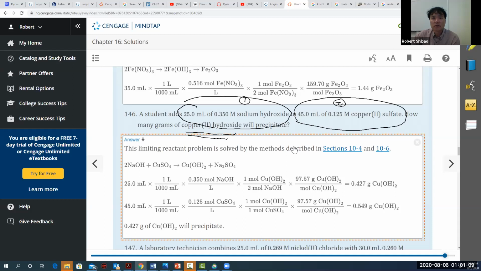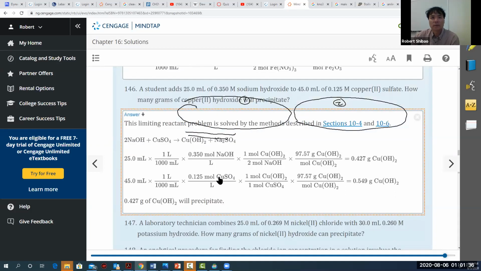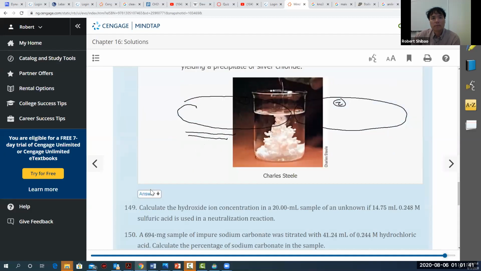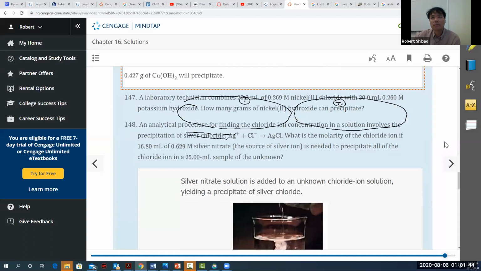And then we do calculation number 2 from the 45 milliliters of copper 2 sulfate. For 45 milliliters of solution to liters of solution to moles of copper 2 sulfate, moles of copper 2 sulfate to moles of copper 2 hydroxide to grams, and it comes out to 0.549 grams. And so this is the smaller amount. That's the theoretical yield, 0.427 grams will precipitate, and this is the limiting reagent. We have excess of the copper 2. So this is a limiting reactant problem using solution chemistry. And so a little bit more steps involved there, but not much. Okay, let's look at the next one here.